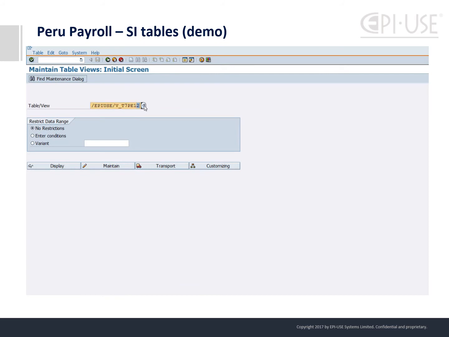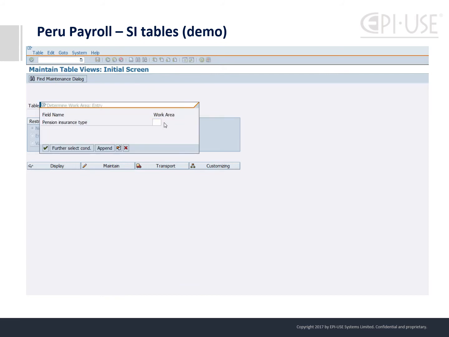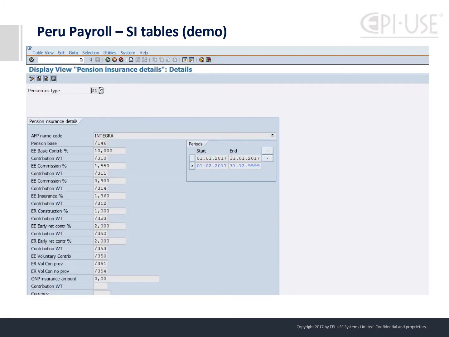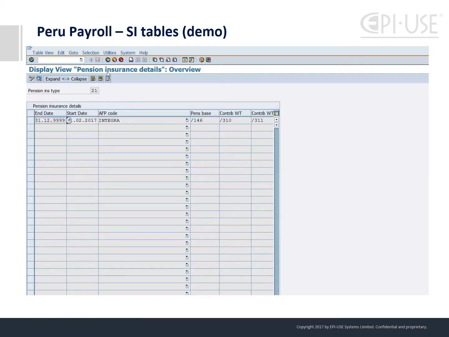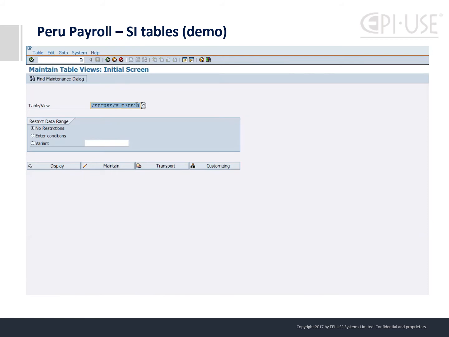Or alternatively, if I look at this table, again, per type, it takes me into this table where I can see all the different contribution entries. So either I can use the IMG or I can have a look and find the appropriate table under this view.